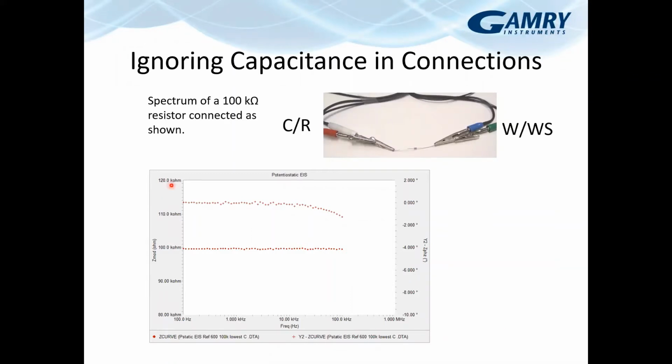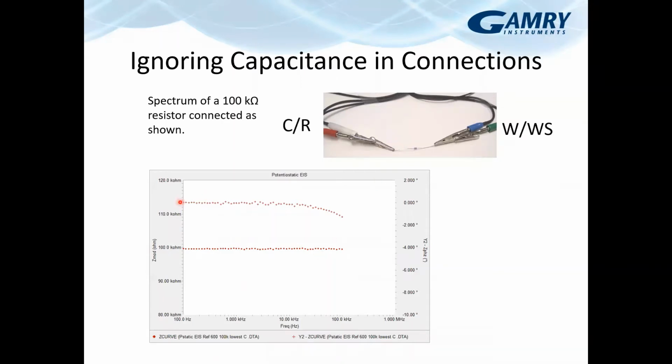So this is a high impedance setup. We've got a 100 kiloohm resistor measurement here. And what you can see is we have paired the sense and force leads. So we've got working and working sense here, and counter and reference here. We have separated the working sense side from the counter reference side as much as possible. And when we made the connections to this resistor, the alligator clips, you can see, are pointed towards each other. And this is the resulting EIS spectrum that we're getting down here.